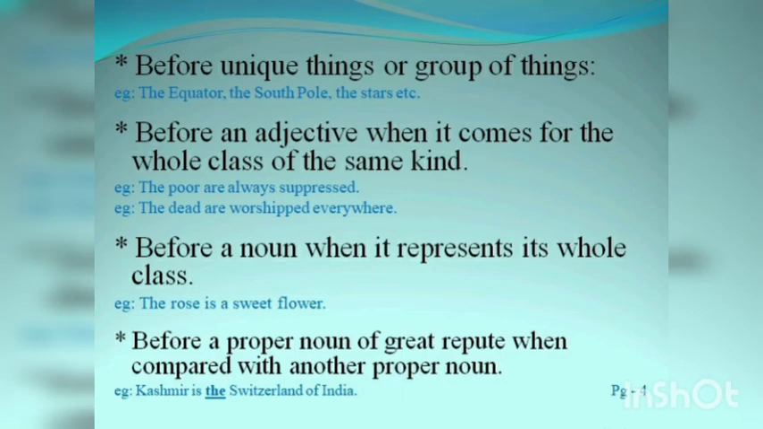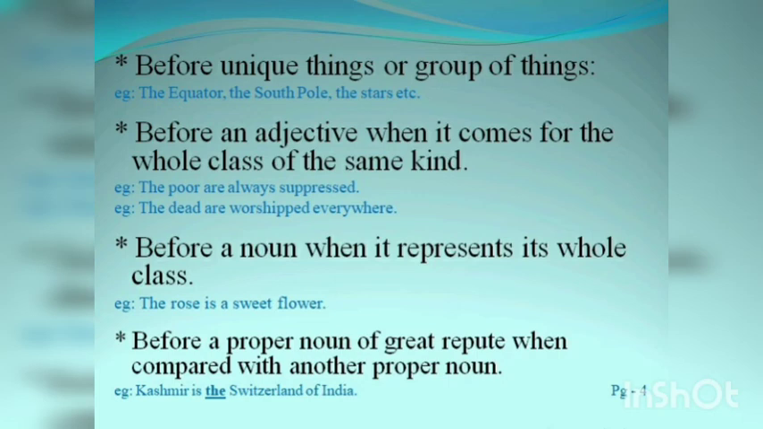So when the reference of an adjective is to the whole class of the same kind, we use 'the' before it. The poor are always suppressed. The rich should help the poor. Okay, next example, the dead are worshipped everywhere. Here the word dead has been used to refer to the whole class of the same kind, so before it we should use 'the'.